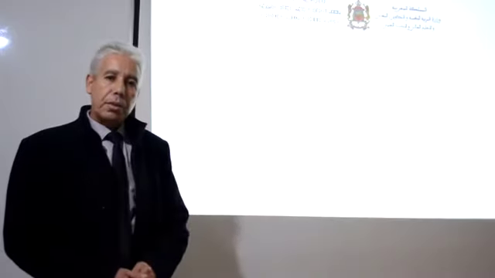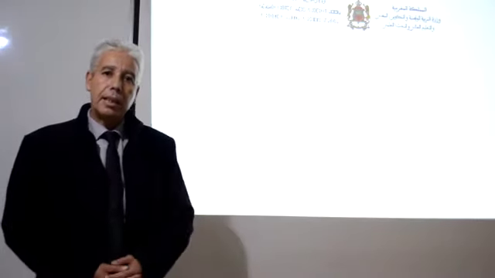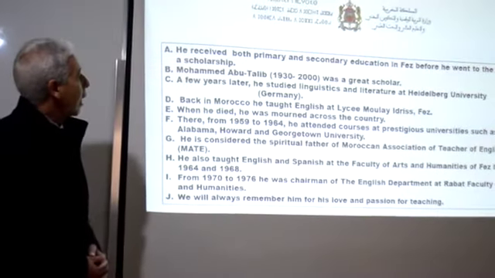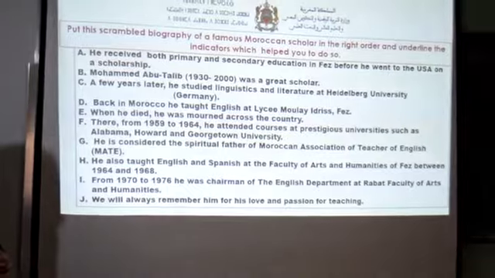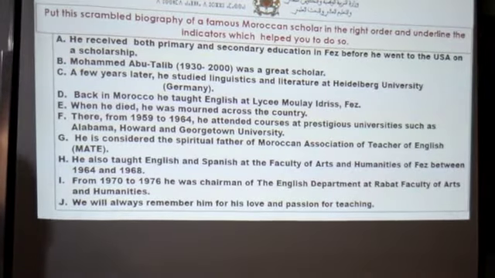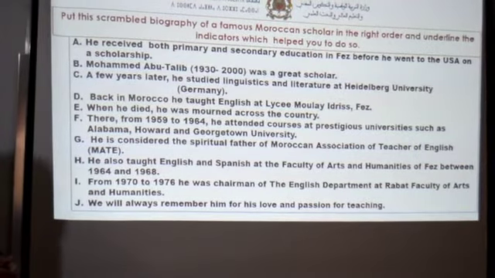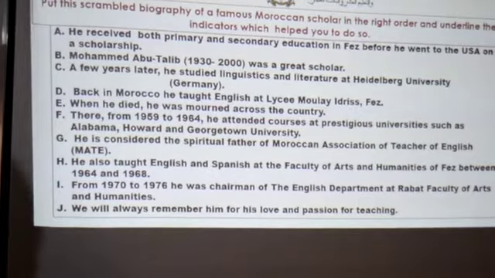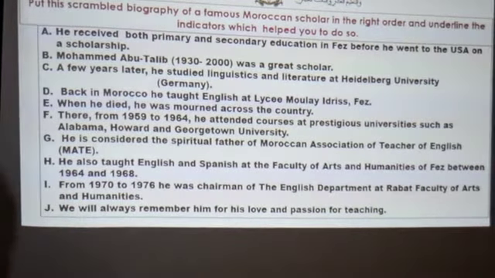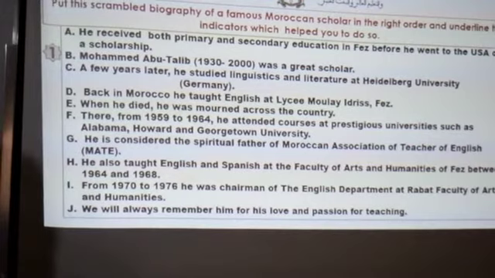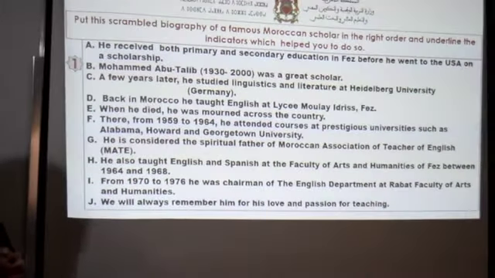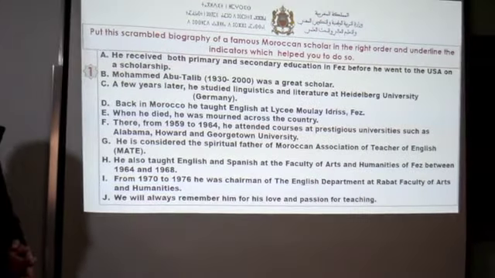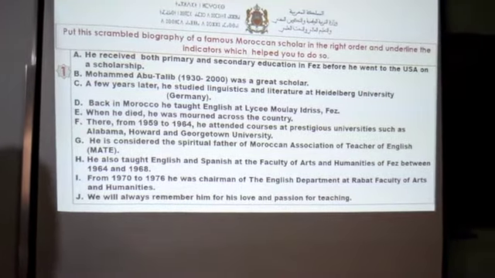So now let's move to the next task, the first task in our writing lesson, a biography. As you see, it's not in the shape of a paragraph. It is a group of scrambled sentences, and your job, as you see in the instruction, is to put this scrambled biography of a famous Moroccan scholar in the right order. And don't forget to underline the indicators which helped you to do so. I'll help you, and I'll give you the first. It is B. Muhammad Abu Talib, born in 1930, died in 2000, was a great scholar. So take 3 minutes to do the job, and I'll be back for correction.